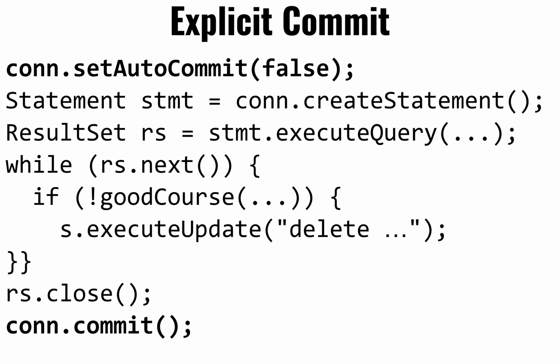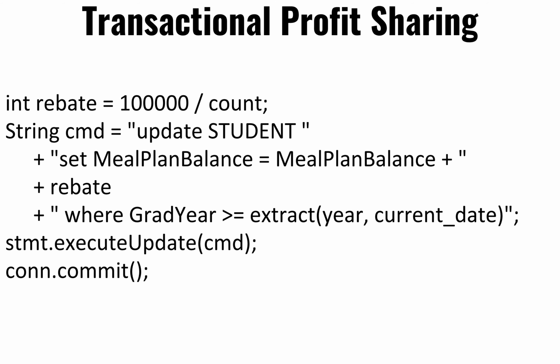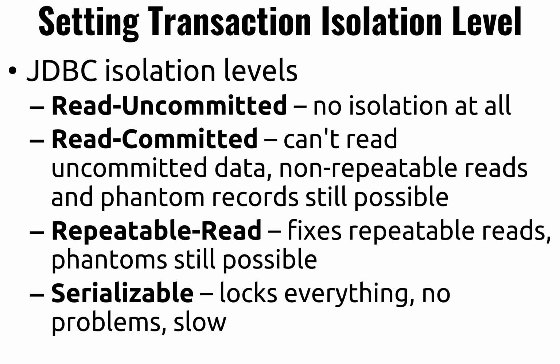Right. So here's another example. We set autocommit to false. And then we do several operations of deleting courses and whatnot, and then doing the commit at the end. Okay, so these are the same examples that we looked at earlier on how to calculate 100,000 divided by the number of students, and then we make the commit, making sure that the update is isolated from other transactions that might be operating on the same data.